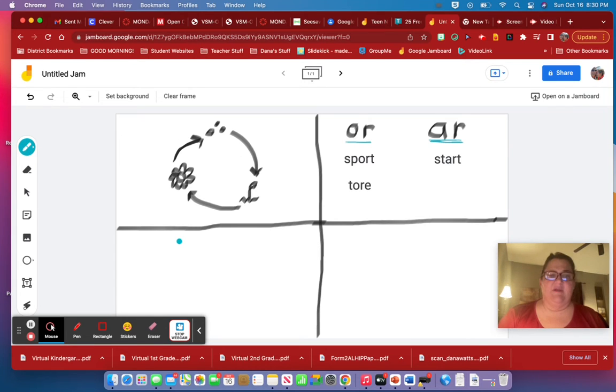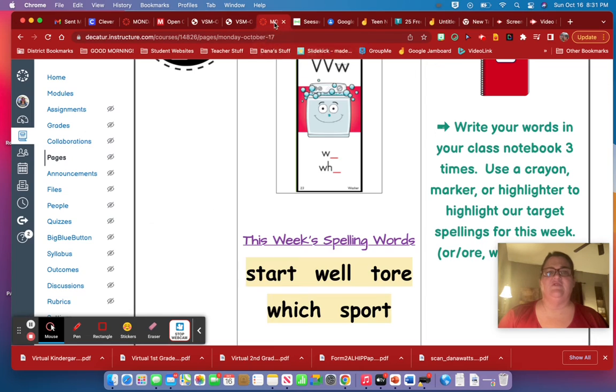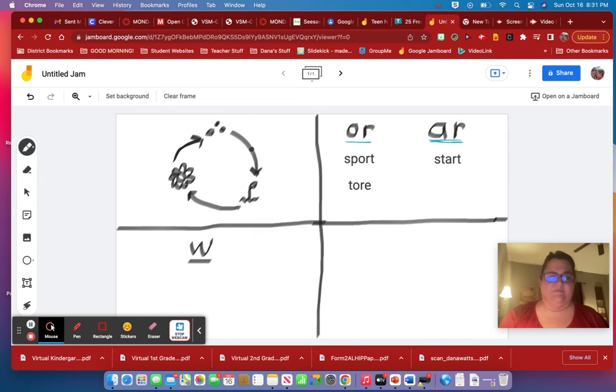And then the third spelling, let's go to another box for this one, because it's getting kind of crowded, is W. So go down to the third box and write your W. And we have 2 W words to put in this box.